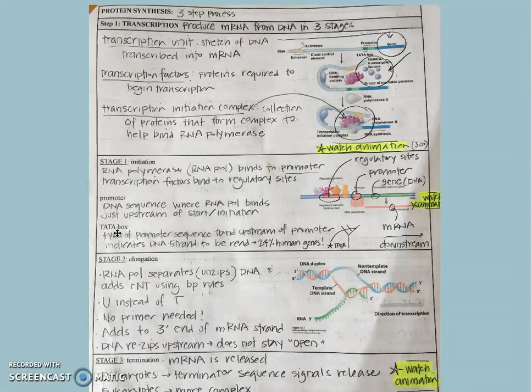T, T, A, T, A, A. Not that many. It's a relatively short sequence. But it tells the transcription initiation complex, and it tells RNA polymerase where the beginning of the transcription unit is. So it's really important. It's very highly conserved.